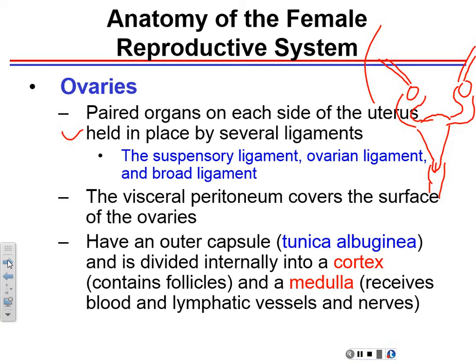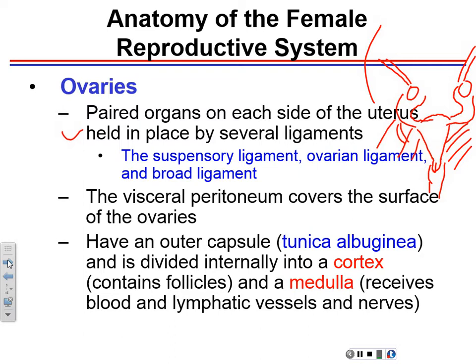So then you've got the suspensory one over there, and then you've got kind of like the round ligament that goes around like that, and attaches to the ovary, and also attaches to the uterus. And the broad ligament covers all this, and it attaches to the fallopian tubes. It attaches to the ovary. So the broad ligament is like a broad sheet that holds the sides of the uterus in place.